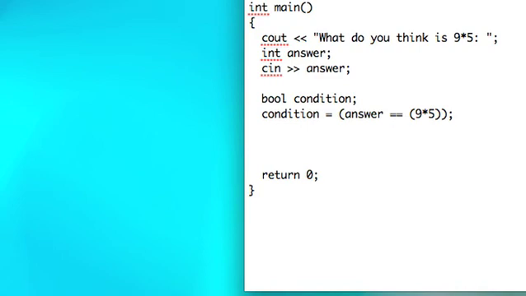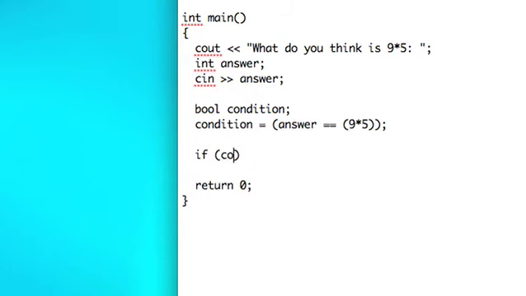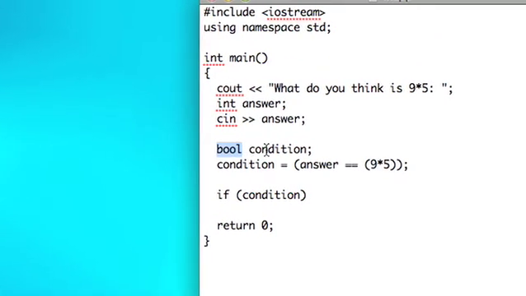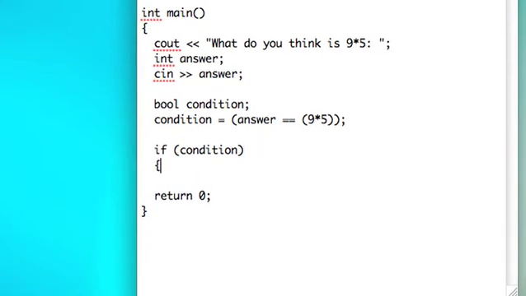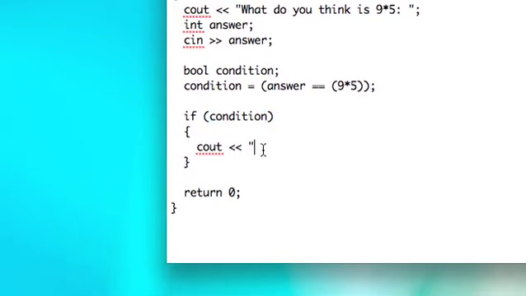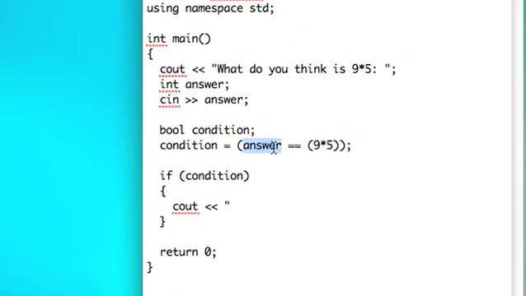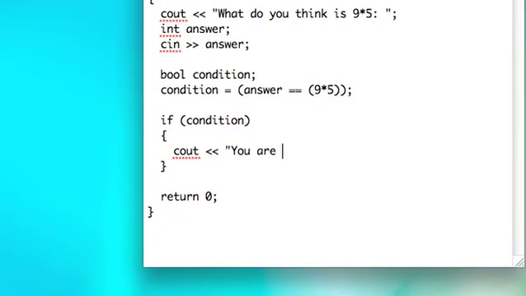So the way that you make if statements is you type if, and then in these parentheses, after the if, you put the condition that you want to check. So since we've already created a Boolean to hold the condition, let's go ahead and just put it right in there. And then you start a block. And then in here, you put what you want the program to do if the condition is true. So if their answer does indeed equal what 9 times 5 really is, then we want it to say you are correct.